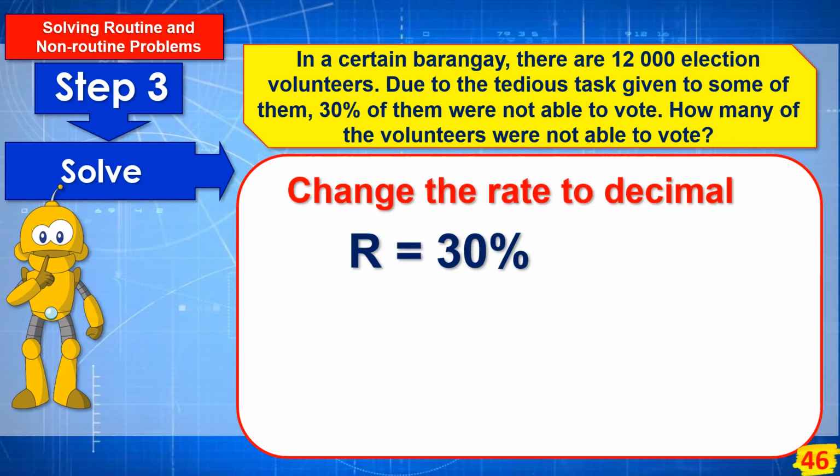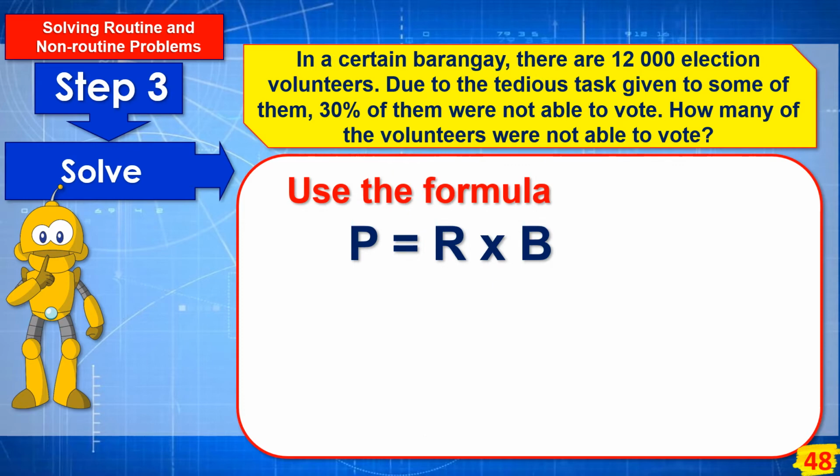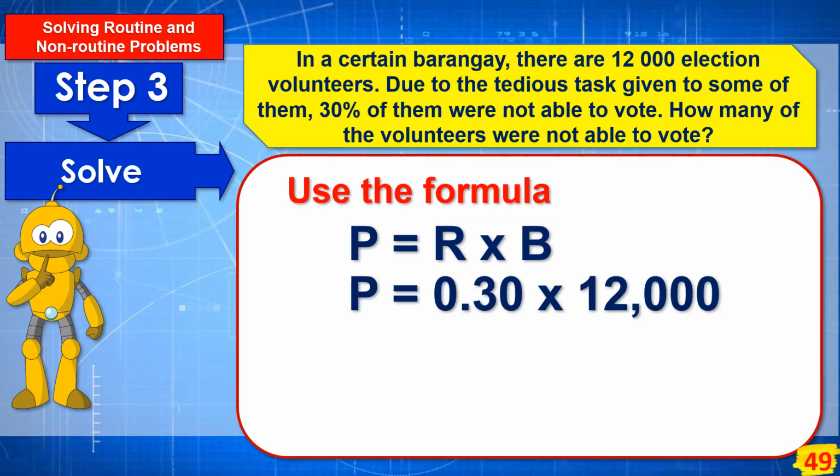But we should change the rate first to decimal before we apply the formula. 30% changed to decimal is 0.30 or 30 hundredths. Then we will use the formula P equals R times B. Substitute R with the given, which is 0.30 or 30 hundredths, and B with the given, which is 12,000. P is equal to 0.30 times 12,000.